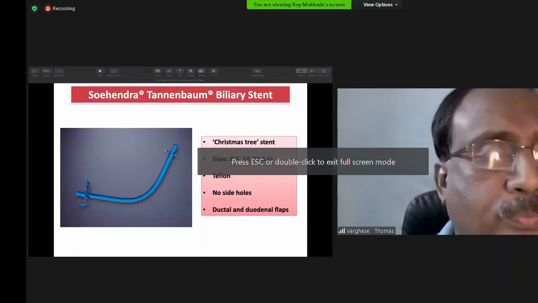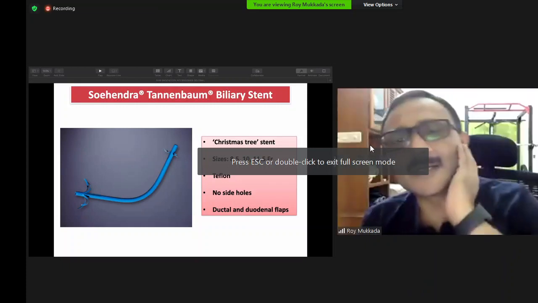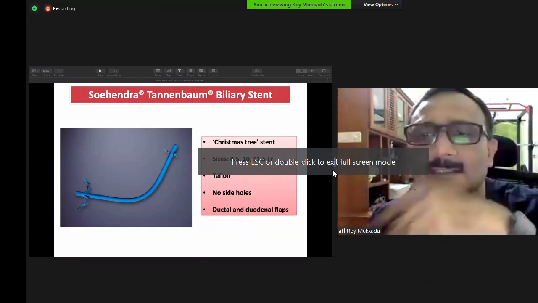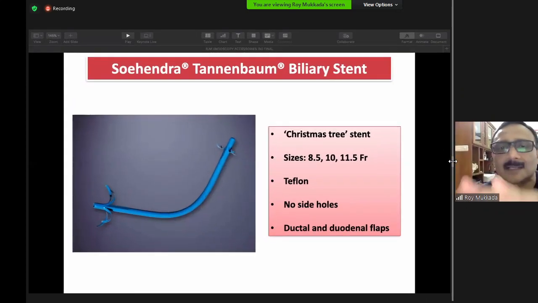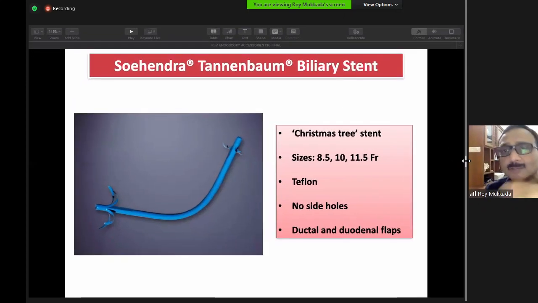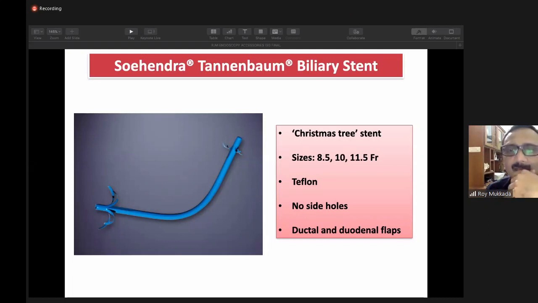So it comes in different sizes. The sizes vary, but usually it is 10 French. 9 French is also available. So these are the two common indications wherein it is used. The migration is less with this. Otherwise, the straight stent usually migrates. That's a problem with the straight stents.